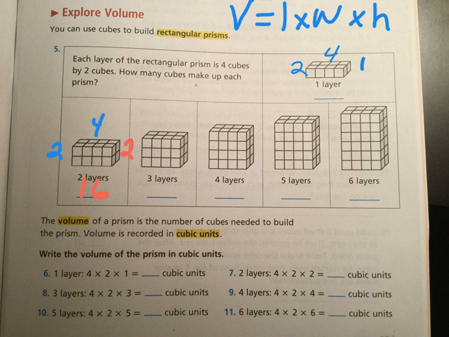Okay, now we're going to have a pattern here. Again, we have 2 times 4 times 3. So the base layer is 8. 8 times 3 is 24. Notice one more layer, we increased by 8. 16 plus 8 equals 24. The height here is 4. So we have 8, which is 2 times 4 again.